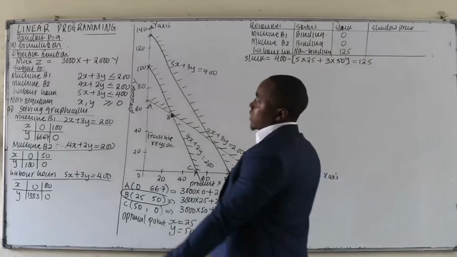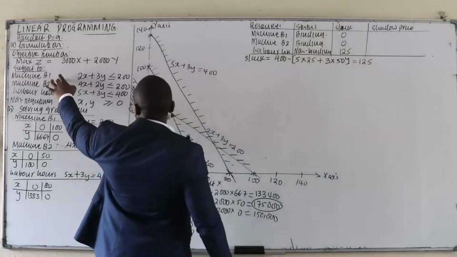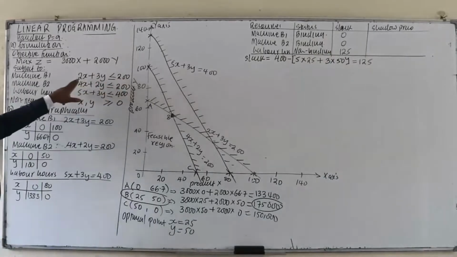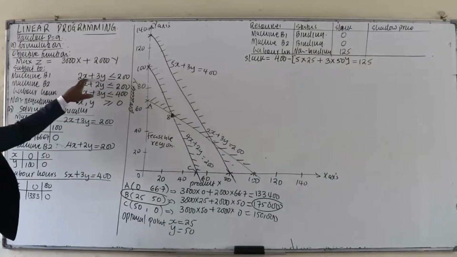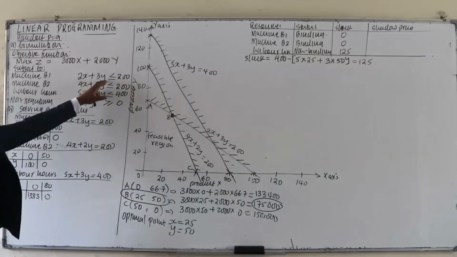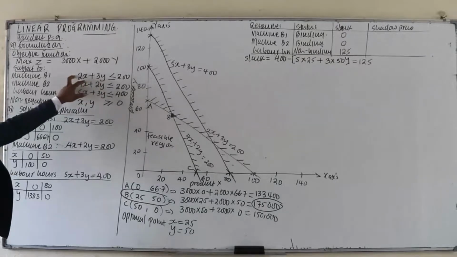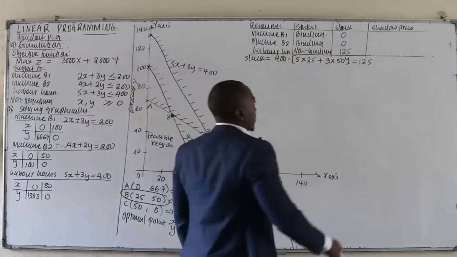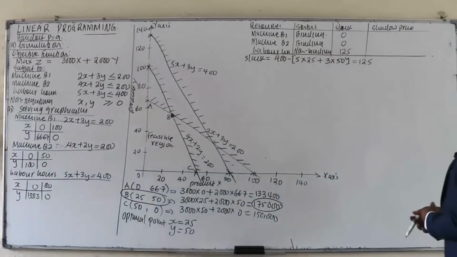For example, let's take machine B1, it's binding. It's 200. We need 2 hours to make each unit of X. How many units of X did you produce? 25 times 2 gets? Each unit of Y you require 3 hours. 3 times Y. How many units of Y did we produce? 50. 50 times 3? 150 plus 50 you get? 200 minus 200 you get? 0. Good.